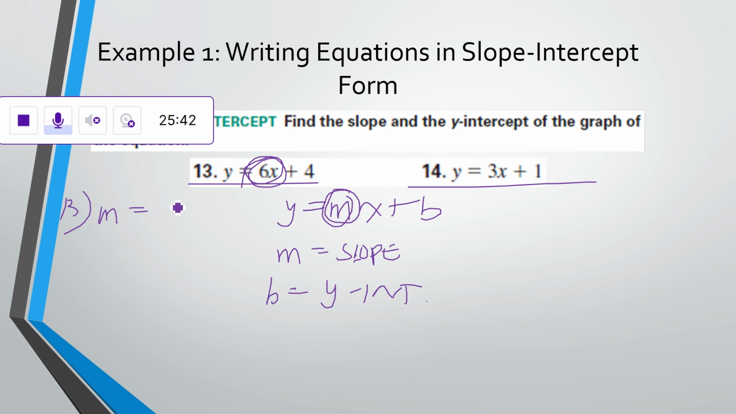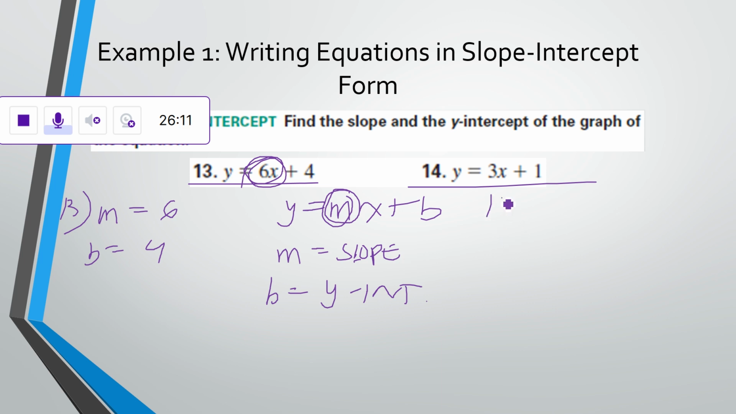So in this case, our m should be something, right? A nice number that starts with a six in the middle. It starts with an I, and then at the very end, it's an X, right? So 6. Sorry about that. That was painful for me to say too. And finally, anything that's at the very, very end, anything that's not attached with x should always be our y-intercept. So in this case, for number 13, it should be number 4.